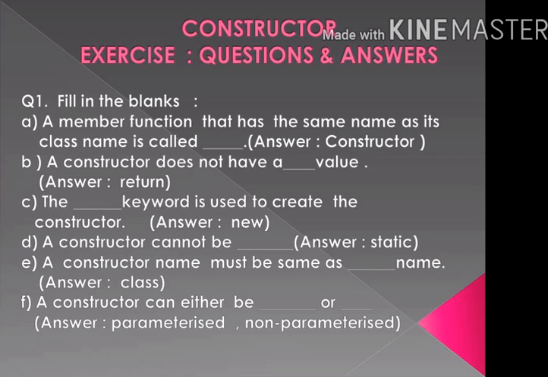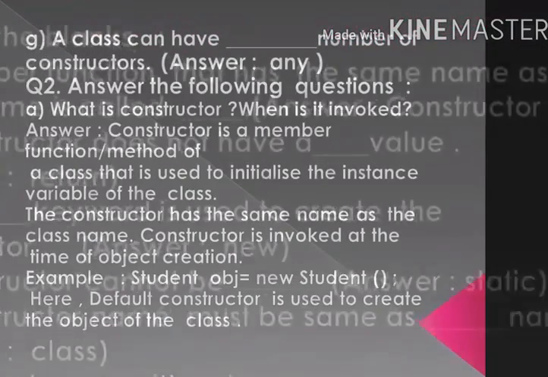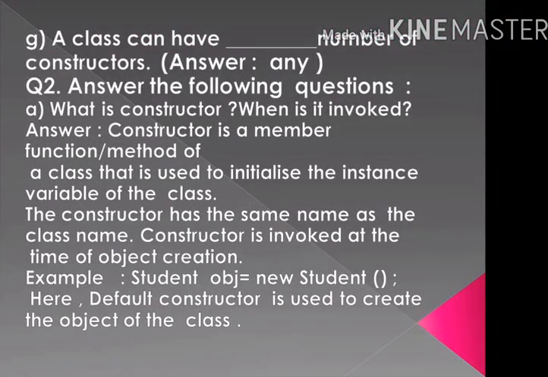Answer: static. E: A constructor name must be the same as dash name. Answer: class. F: A constructor can either be dash or dash. Answer: parameterized or non-parameterized. The next slide contains the next part of questions and answers. G: A class can have dash number of constructors. Answer: any.